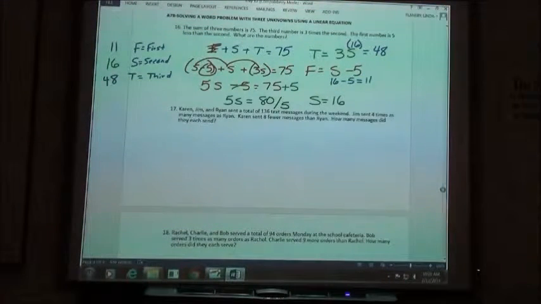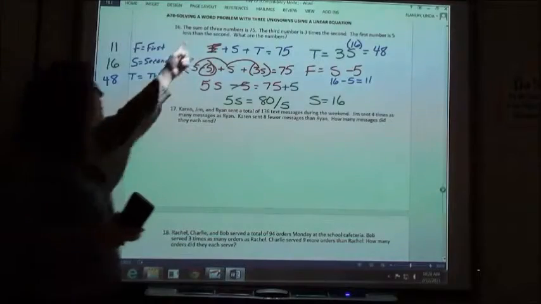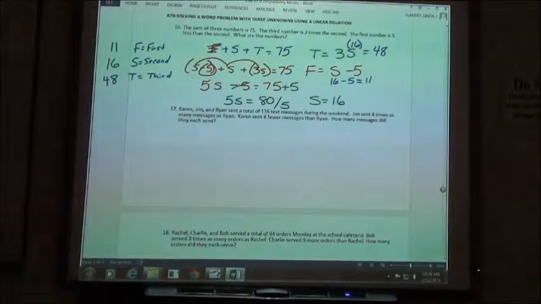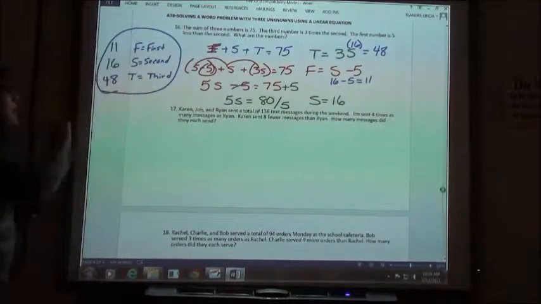If I want to double check my answer, what I want to do is see if the sum of my three numbers is indeed 75. So if I take 11 plus 16 plus 48, I end up with 75. So then I know, yep, those are my right answers.